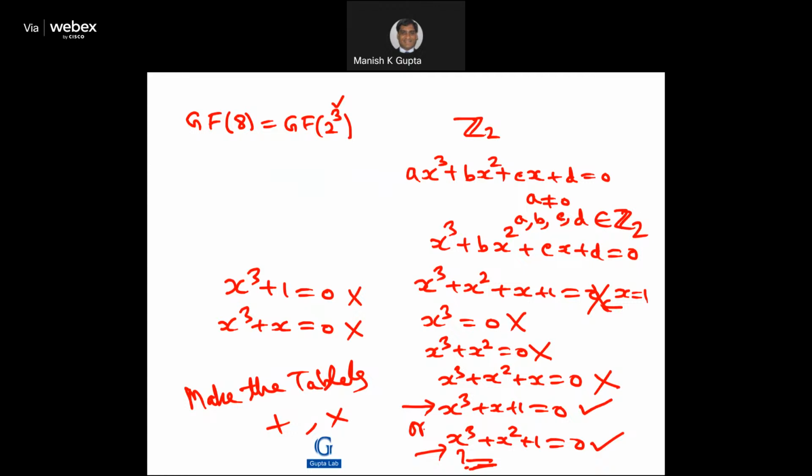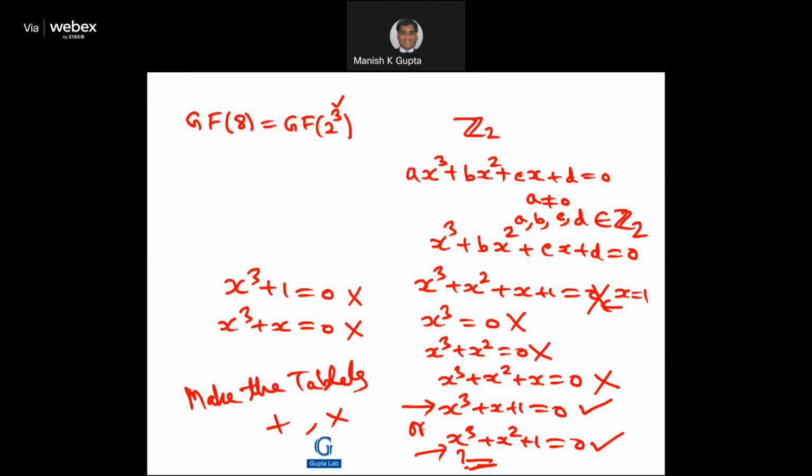If I look at x cube plus 1 is equal to 0, is this a right equation to work? No, because x equal to 1 is a solution. 1 plus 1 is equal to 0, right? So we cannot do that. What about the other equation, x cube plus x is equal to 0? No, because x equal to 0 and x equal to 1 are solutions, right? Then we go to this equation, x cube plus x square plus x plus 1. x equal to 1 is a solution. We cannot do that. What about x cube plus x square is equal to 0? No, because 0 is a solution, 1 is a solution. x cube plus x square plus x is equal to 0. No, because x equal to 0 is a solution.